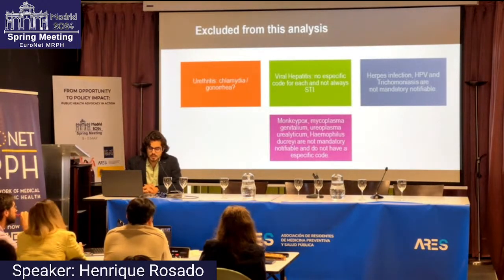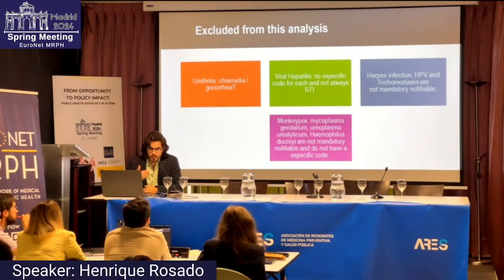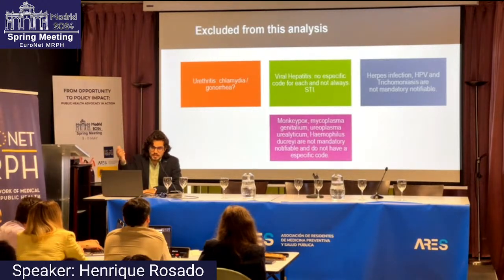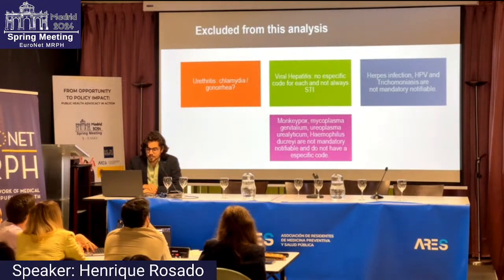We excluded some STIs from this analysis, for example urethritis, because there's no way of knowing by the ICPC-2 method if it's caused by chlamydia or gonorrhea. Viral hepatitis does not have a specific code for each hepatitis; the ICPC-2 code only covers viral hepatitis generally, and they are not always STIs. We excluded herpes infection, HPV, and trichomoniasis because these are not mandatory notifiable. We also excluded monkeypox, mycoplasma, and Haemophilus influenzae, because they are not mandatory notifiable and do not have specific codes.